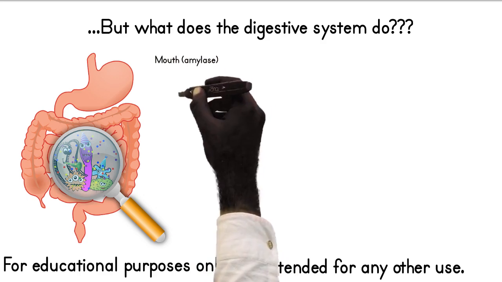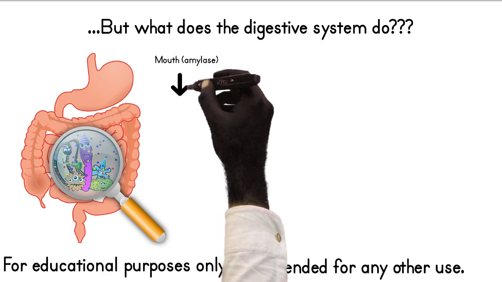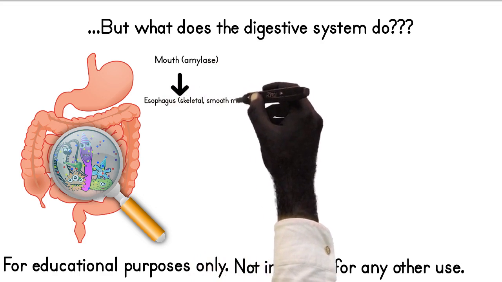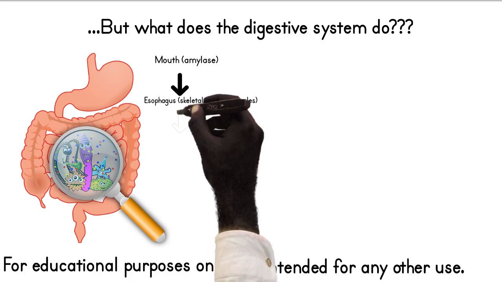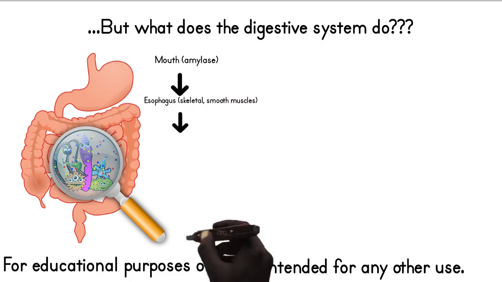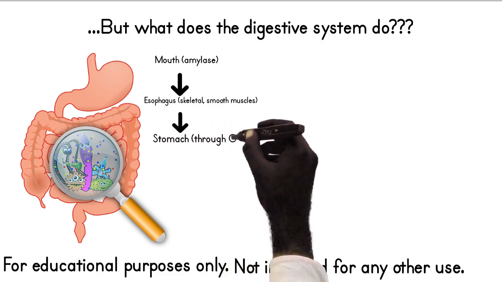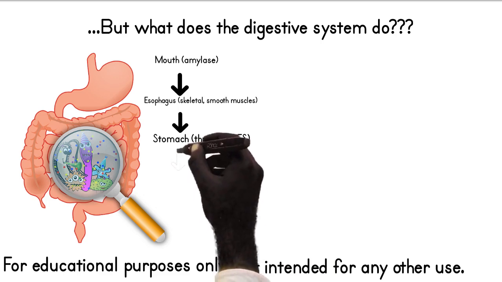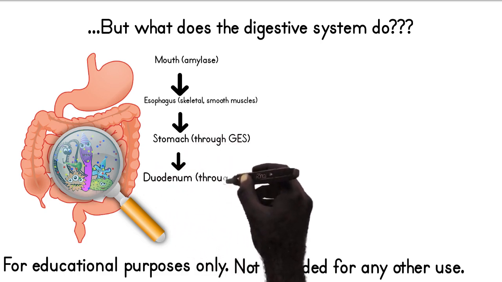After that, food is then passed down to the esophagus, which is a long tube of a material that's made of two types of muscle tissue: skeletal muscle tissue, predominantly at the top, and smooth muscle tissue at the bottom of the esophagus. After food passes through the esophagus, it's then pushed down to the stomach of the person after going through gastroesophageal sphincter, or GES, and exit.